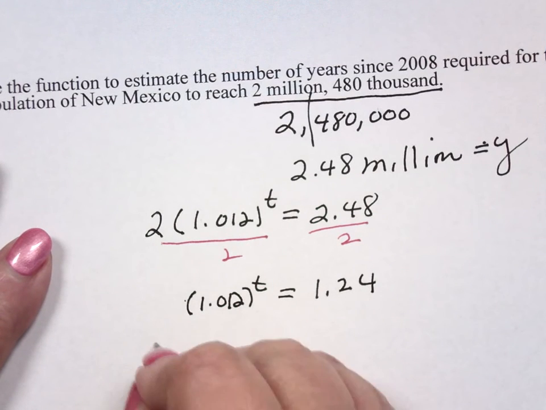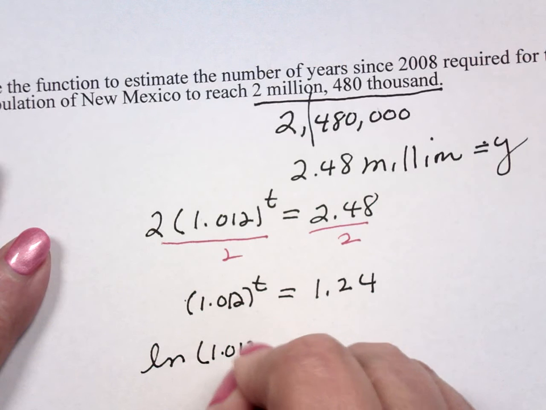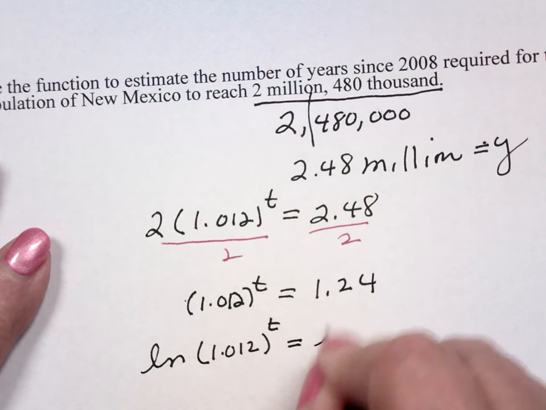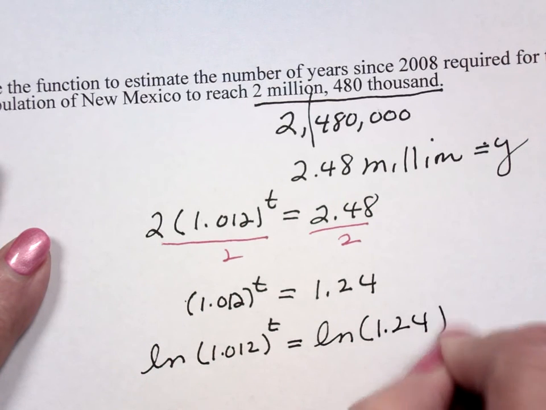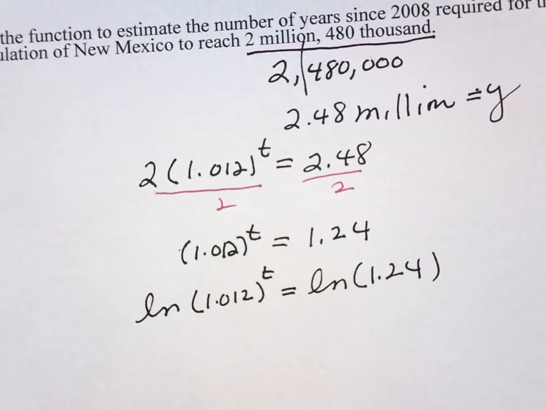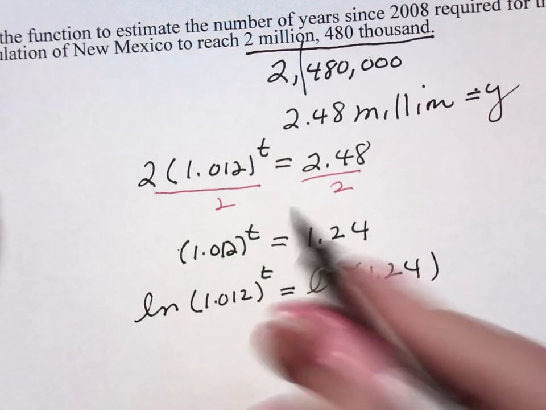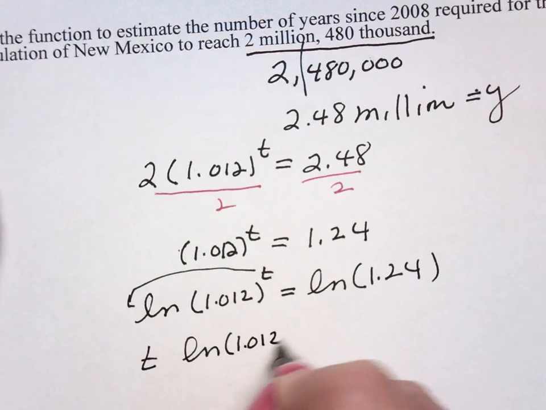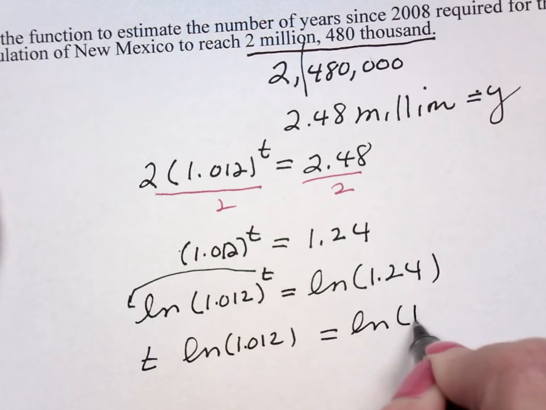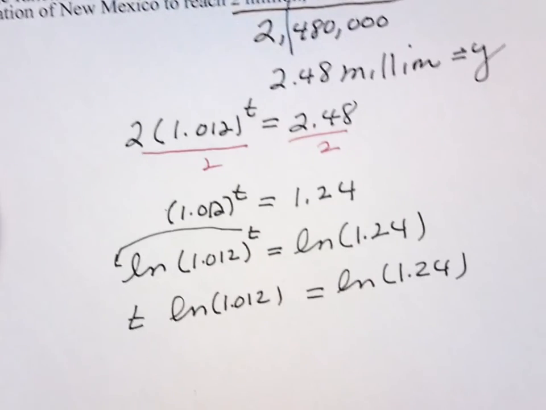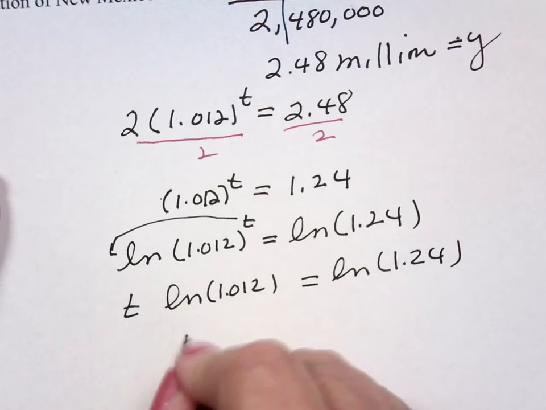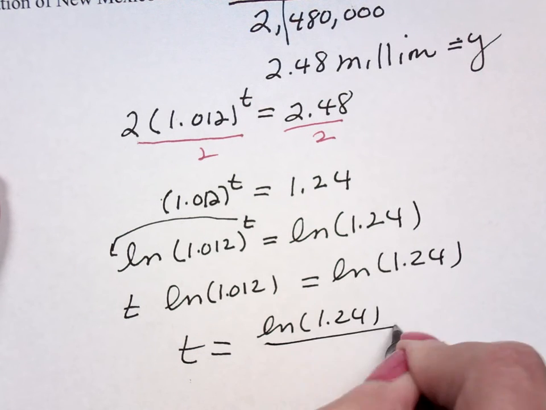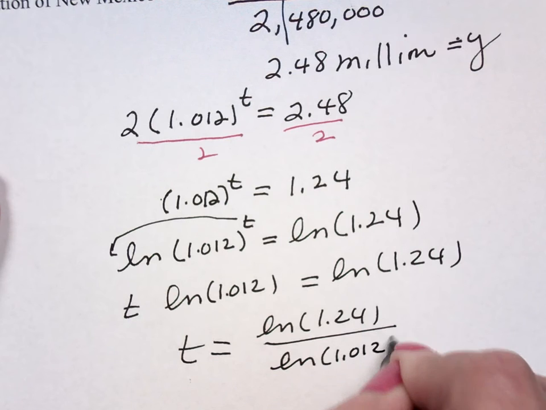Let's do that. So natural log of 1.012, because it's on my calculator. As long as it's on my calculator, I can do it. So bring the t down. So t times the natural log of 1.012 is the natural log of 1.24. So that t is the natural log of 1.24 divided by the natural log of 1.012.